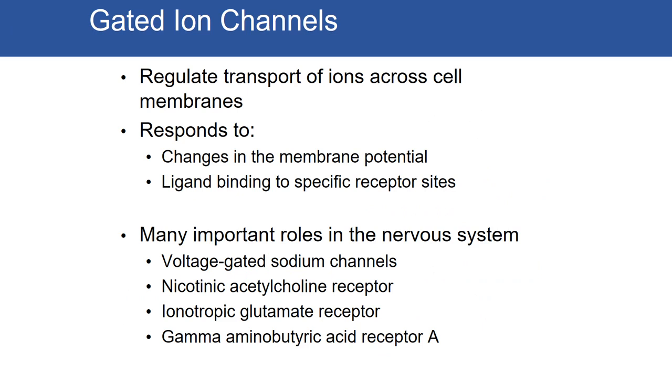Gated ion channels regulate the transport of ions across the cell. They are usually turned on and off by protein binding. They also respond to things like membrane potential. Again, the two ways they respond are through binding of a ligand, or a change in the potential. They have very important roles in things like acetylcholine receptors, glutamate receptors, GABA receptors, and the voltage-gated sodium ion channel.